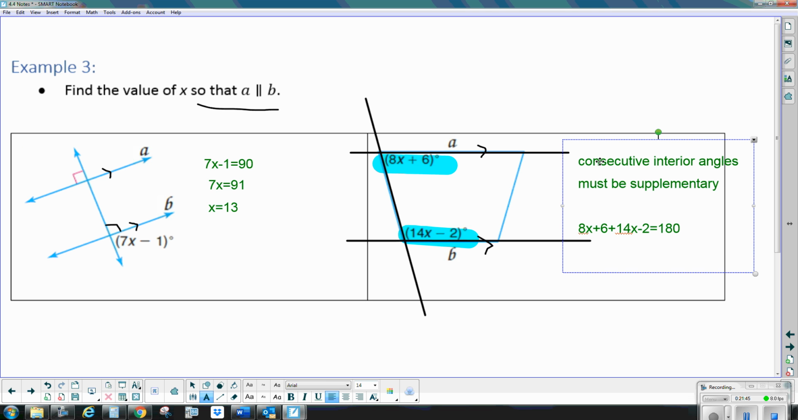I'm going to start solving for x by combining like terms. So I get 22x plus 4 equals 180. And I'm going to subtract 4 from both sides to isolate my variable. So 22x equals 176. And then lastly, I'm going to divide both sides by 22 to solve for x. 176 divided by 22 is 8. So if A and B are parallel, then x is equal to 8. If x equals something other than 8, the two lines are not parallel.